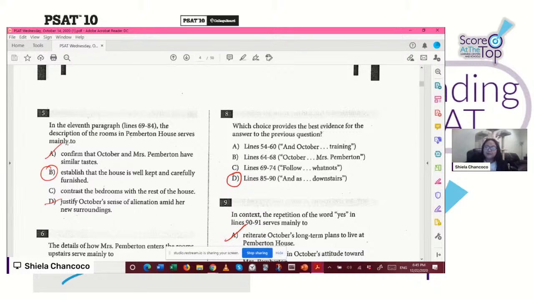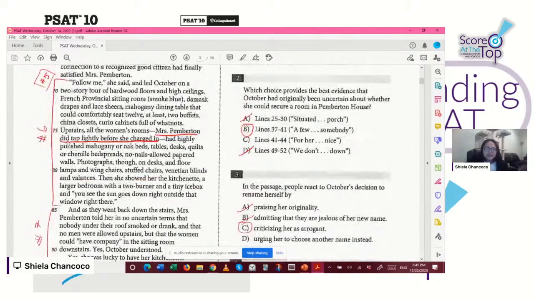Okay, so what I would do here again is go back to the passage, find paragraph 11, read it, right? So let's go do a little quick peek there, right? They talked about the hardwood floors, the high ceilings, the mahogany dining table. Okay, first things first, when I read that, I was like, okay, this is a very fancy house, right? Do I need to go more than that? Not really. Like just peruse what they're trying to insinuate here, like polished mahogany or oak beds. This is a very fancy house. Why would they know all that, right?